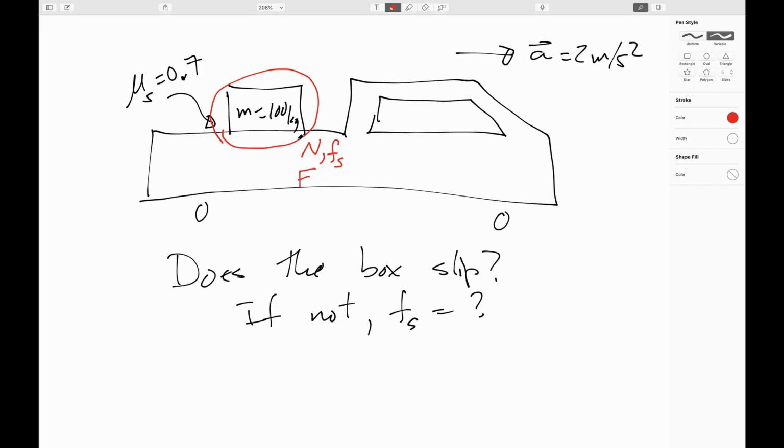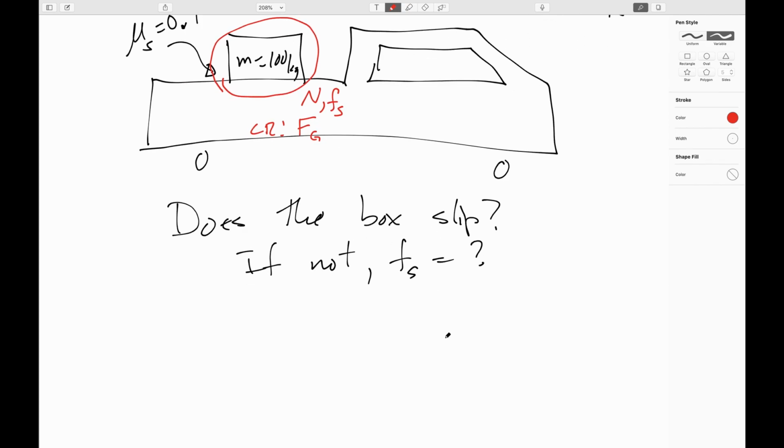And then that's it for the contact forces. So our long-range force is the usual suspect, gravity. All right, so let's go ahead and draw a free body diagram for our crate. So we'll go ahead and put in the normal force. We know that that's going to point straight up. And we know that gravity is going to point straight down.